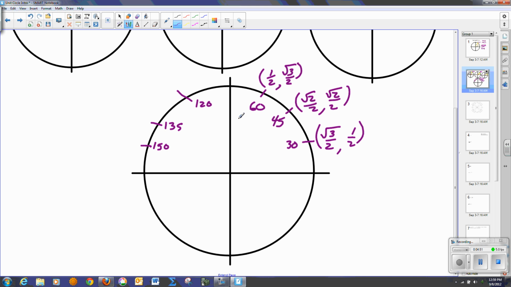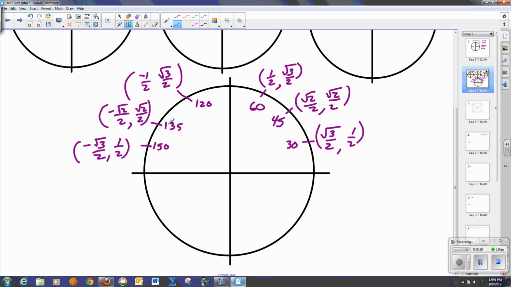Now, I have these angle values, and I also have their xy values, but in different quadrants. So this is negative half, root 3 over 2, negative root 2 over 2, and root 2 over 2, and negative root 3 over 2, and a half. So these are all x and y values, or, if you will, sine and cosine values, because I have a unit circle. And once again, I could flip all these points over the x-axis and get more values for x and y.